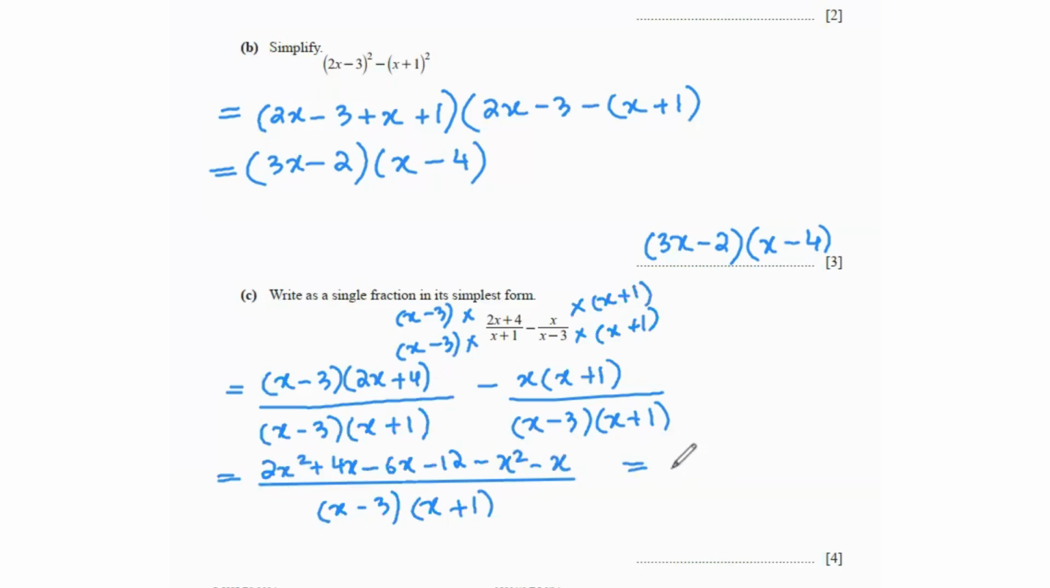So 2x squared minus x squared is x squared. 4x minus 6x is negative 2x, minus x is negative 3x, and negative 12, divided by (x minus 3) times (x plus 1). If you want, you can expand the brackets in the denominator or leave it as it is. Either way, your answer would be correct.